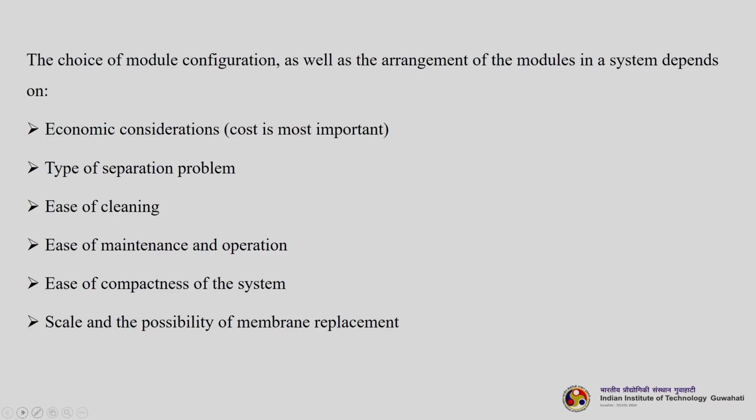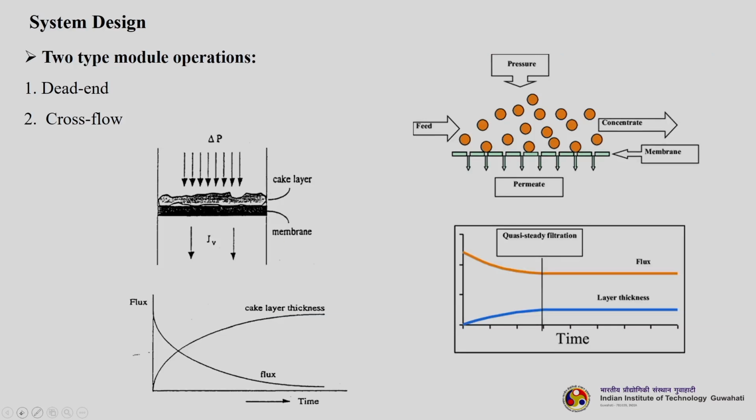So, the choice of module configuration as well as arrangement of the module in a system depends on several characteristic features or parameters. The first one is of course cost, which is the most important thing. Second is the type of separation problem. Then ease of cleaning, ease of maintenance and operation, compactness of the system, scale and the possibility of membrane replacement. We can have two different types of module operations: a dead end operation and a cross flow operation.